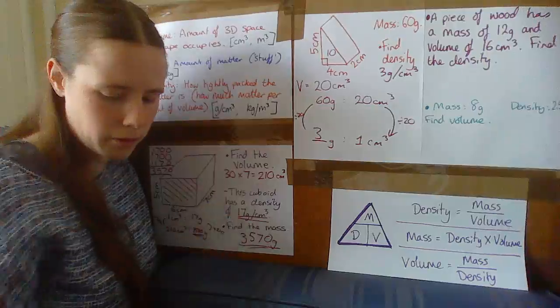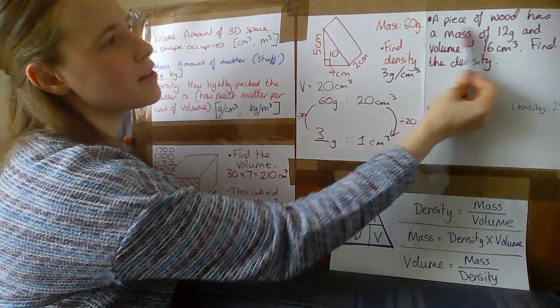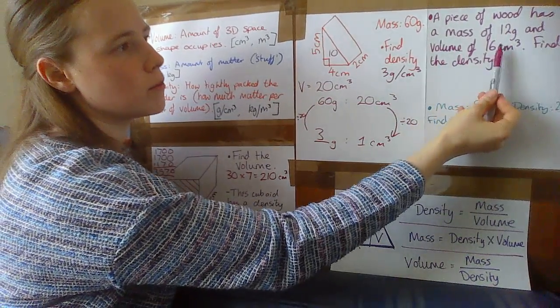Okay, here are a couple more examples that are very similar. A piece of wood has a mass of 12 and a volume of 16.